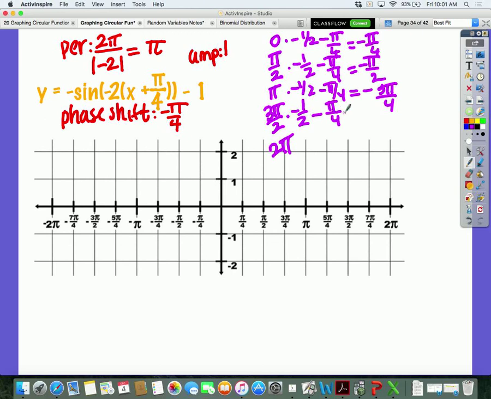got that. 3 pi over 2 times a negative 1/2 is a negative 3 pi over 4, minus pi over 4 is a negative pi, because negative 3 pi over 4 minus pi over 4 would be a negative 4 pi over 4. 2 pi times a negative 1/2 is a negative pi, minus pi over 4 is a negative 5 pi over 4. Those are your x's.